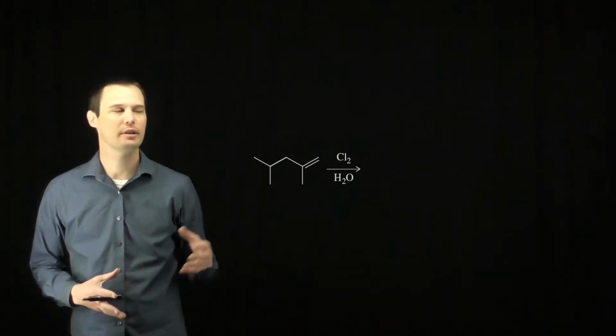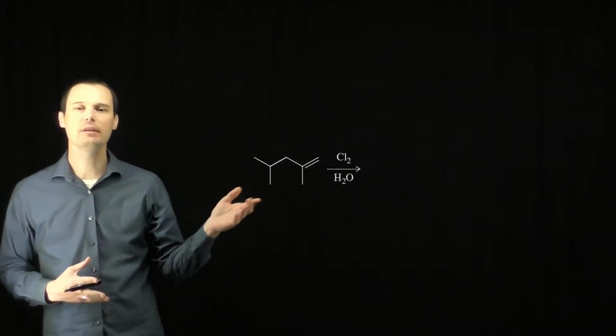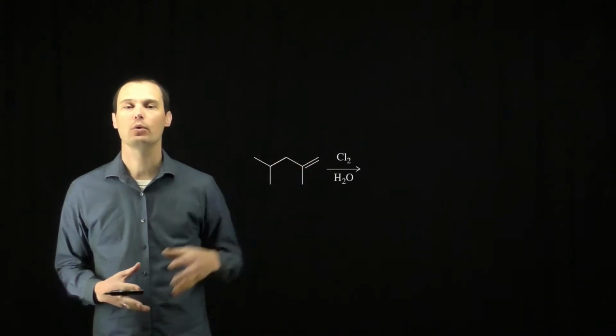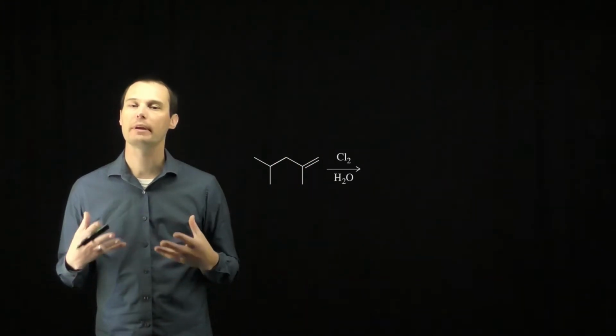This question asks us to predict the product of this reaction, including the relative stereochemistry. We're reacting an alkene with elemental chlorine in the presence of water. Without the presence of water, this would add chlorine across the double bond, giving us an anti-dichloride. In the presence of water, we're forming a halohydrin.